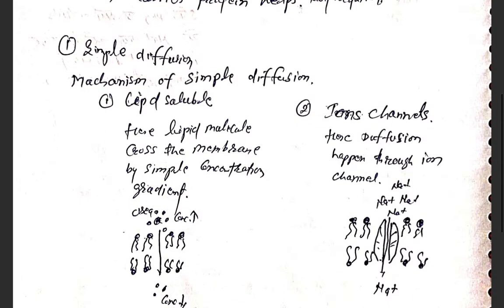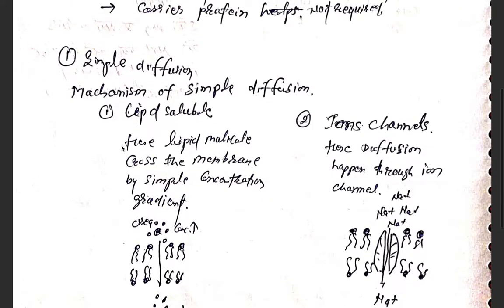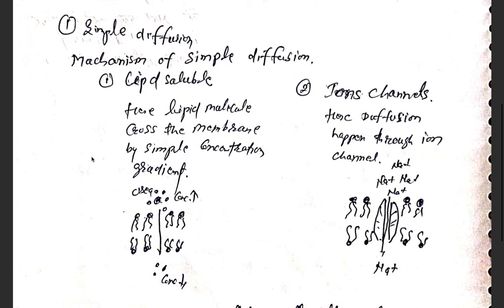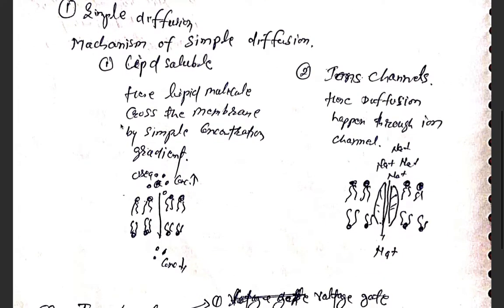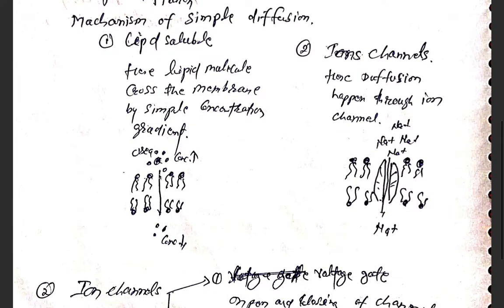First is simple diffusion. Simple diffusion is the movement of molecules from higher concentration to lower concentration, just according to the concentration gradient. In the simple diffusion mechanism, the first is lipid soluble, and the second is the ion channel. In lipid soluble diffusion, there is a membrane.